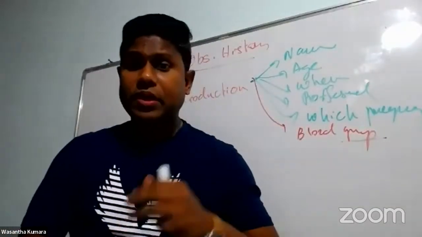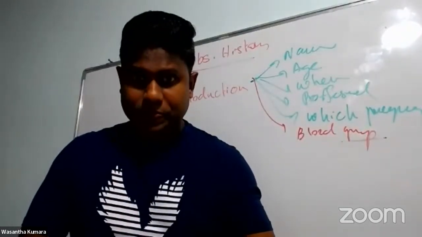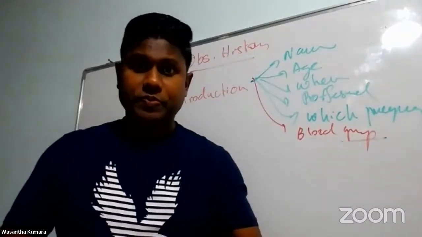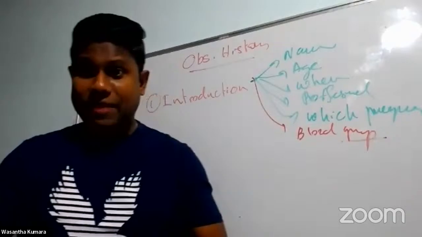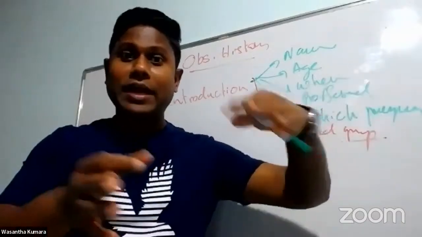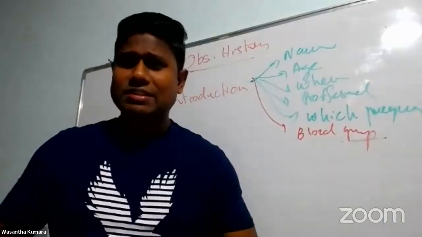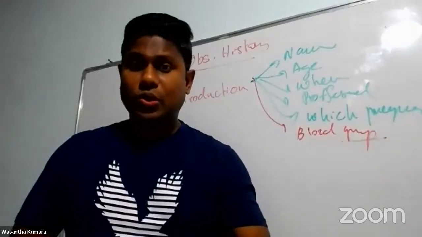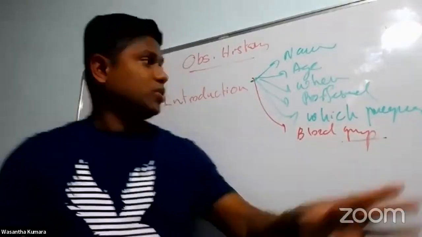So in Sinhala, how will you ask all these questions? Ammage nama mokakda, and the patient might say something like Kanti Pereira, Nishanti Ratnayaka, or Logaraja, Kumareshwari, something like that. That is the name. Then age, vayasa kiyada, and the patient will say twenty-five, thirty, like that.